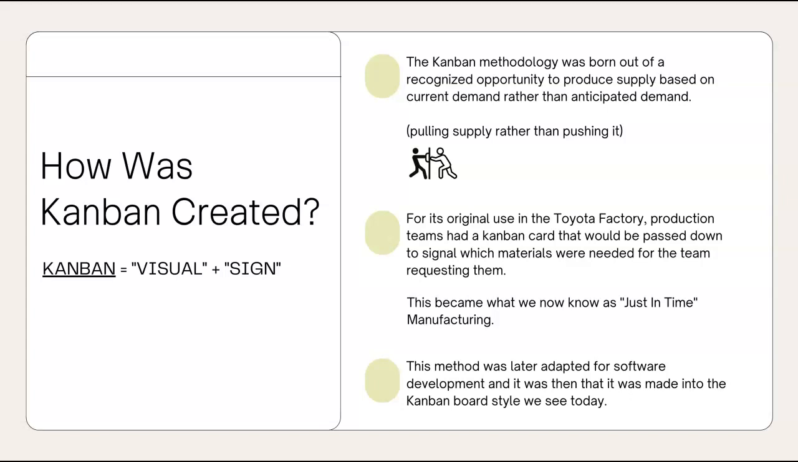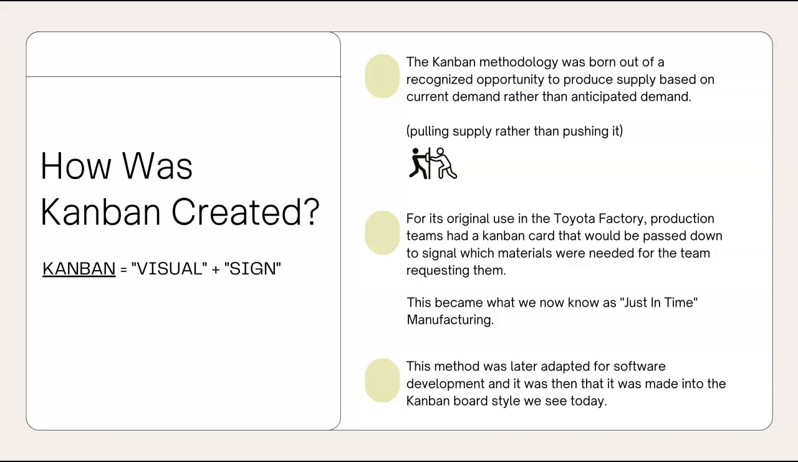While working at Toyota, Ono noticed a way to improve production rather than creating products to fulfill anticipated demand. He thought that they could produce products based on current demand. And so the Kanban methodology was born out of that recognized opportunity to pull supply rather than pushing it. It works similar to a supermarket. They stock the shelves just enough to fit the demand. This way, inventory can be lower and it reduces costs.